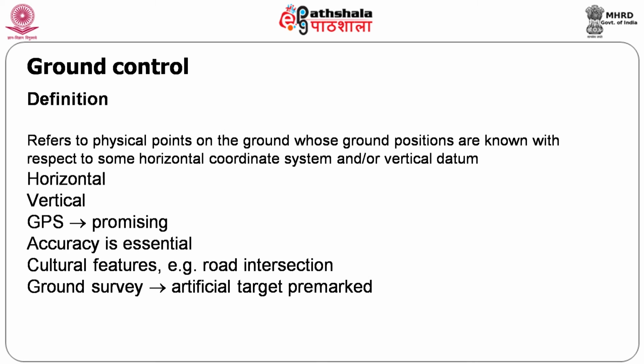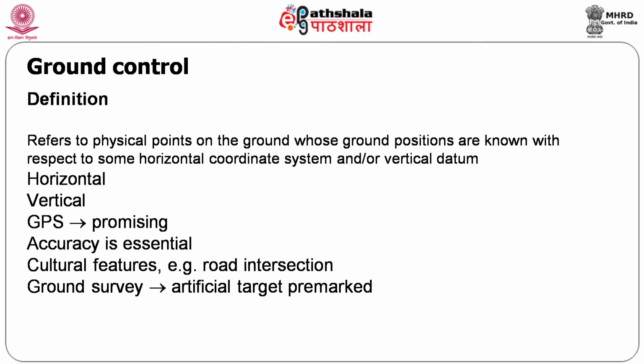And what kind of features do we have to select? We normally select road intersections, because road intersections will not change over a period of time. So, when I am taking a control point as a road intersection, maybe the road may be widened depending upon the requirement over a period of time, but the intersection will not change, isn't it?